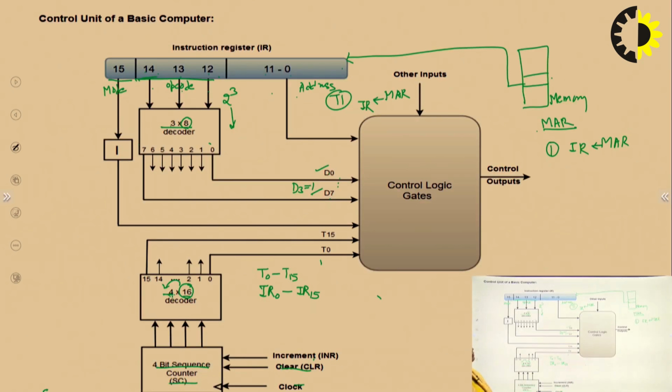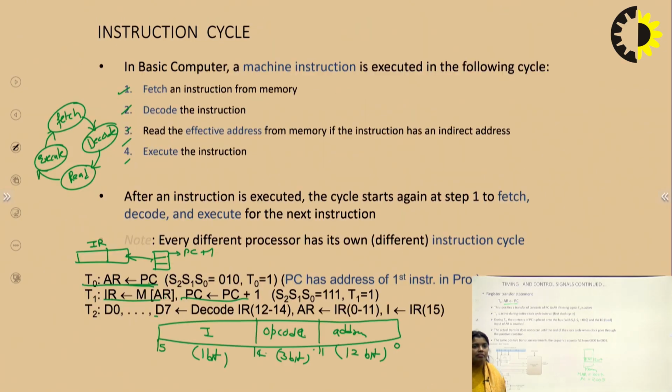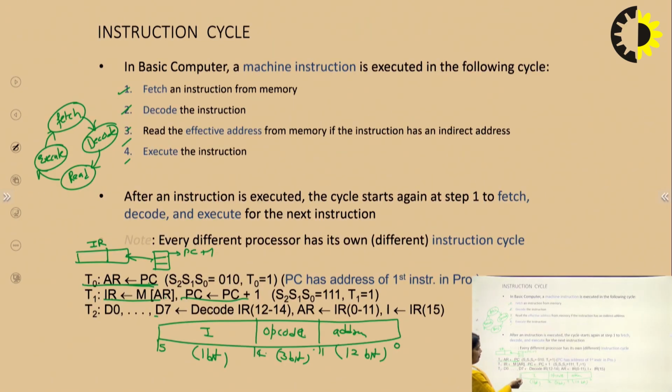As we already discussed in the hardwired control unit, in the instruction register, 0 to 11 is 12 bits, 12 to 14 is 3 bits, and bit 15 is the mode. The mode is which type of addressing mode you are going to use while fetching and executing the instruction. Now, with reference to this, the third line is T2. At time T2, D0 to D7 is the opcode, where you are using the 3x8 decoder. So, D0 to D7 decode IR 12 to 14.